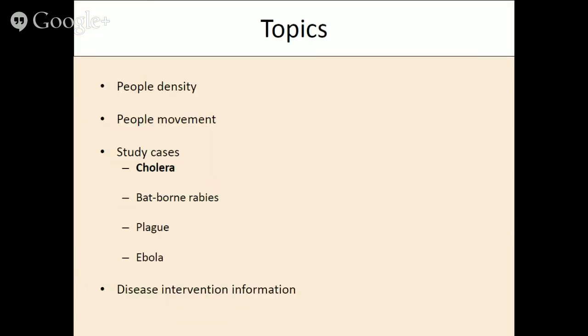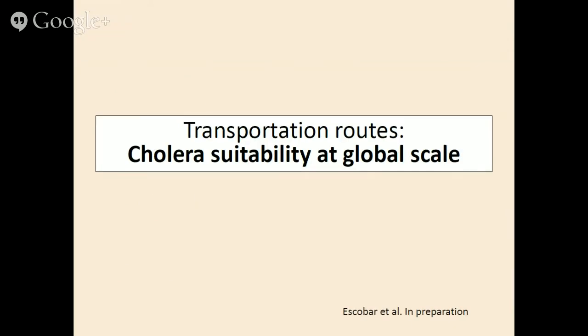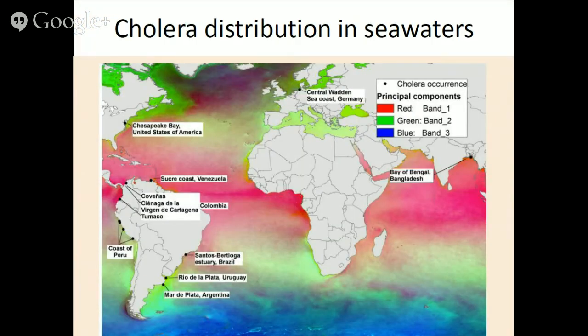Now let's see some examples. First, I would like to start with cholera. It is a project that we are running currently, and it is a map of cholera suitability at coarse scale. Again, I showed it in one of the previous presentations, and it shows the areas where we can find cholera in seawaters across the world. And you can see that the geographic distribution is really broad for this pathogen, for this bacterium.